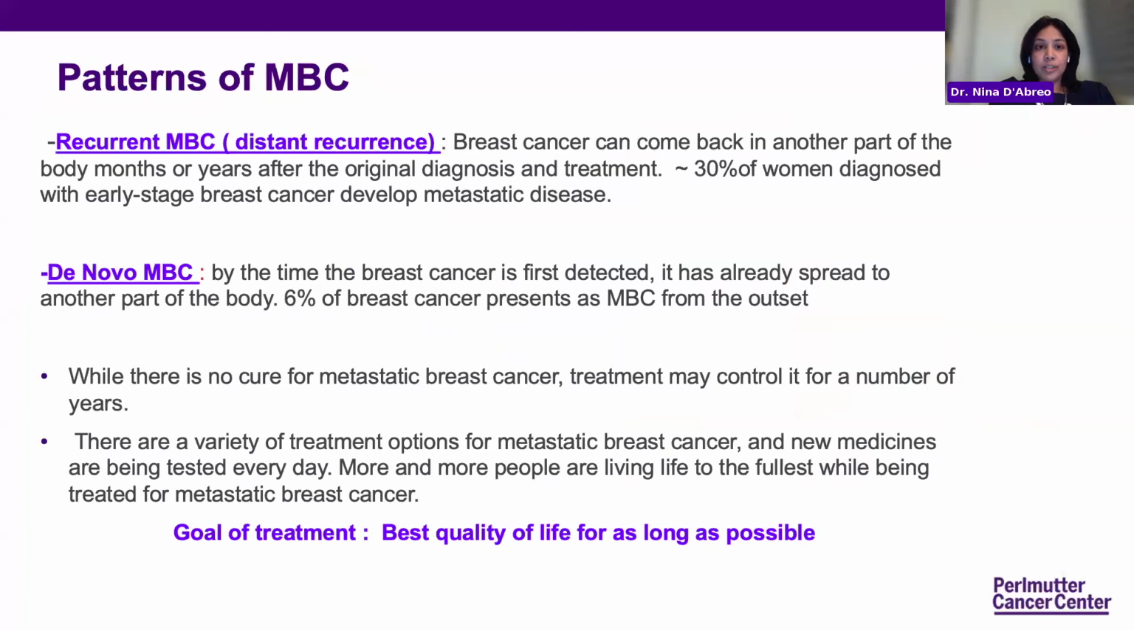So what are the patterns of MBC? There's actually 2 different clinical possibilities. One, and the more common type, is what we call recurrent MBC, or breast cancer that can come back in another part of the body anytime from a few months to many years after the original diagnosis and treatment, depending on the type of breast cancer.